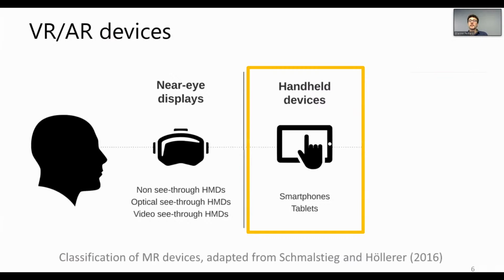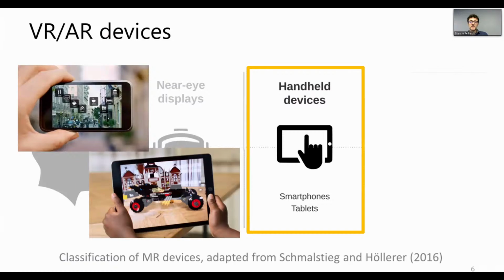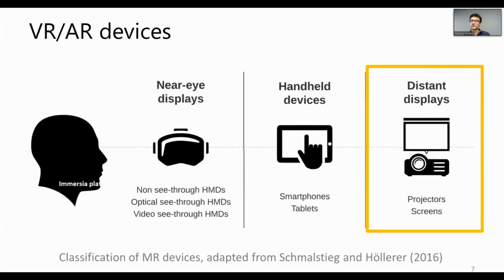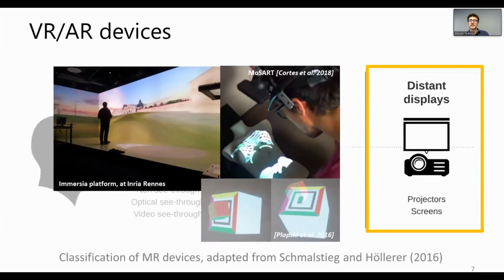The second category includes handheld displays, such as tablets or smartphones. Those devices allow to achieve augmented reality by superimposing virtual elements on real camera images. Finally, the last category includes all the more distant displays, such as projectors or screens. In this case, virtual images appear or can be projected on screens to obtain virtual reality, but they can also be projected directly on real objects or on semi-transparent surfaces to achieve augmented reality.